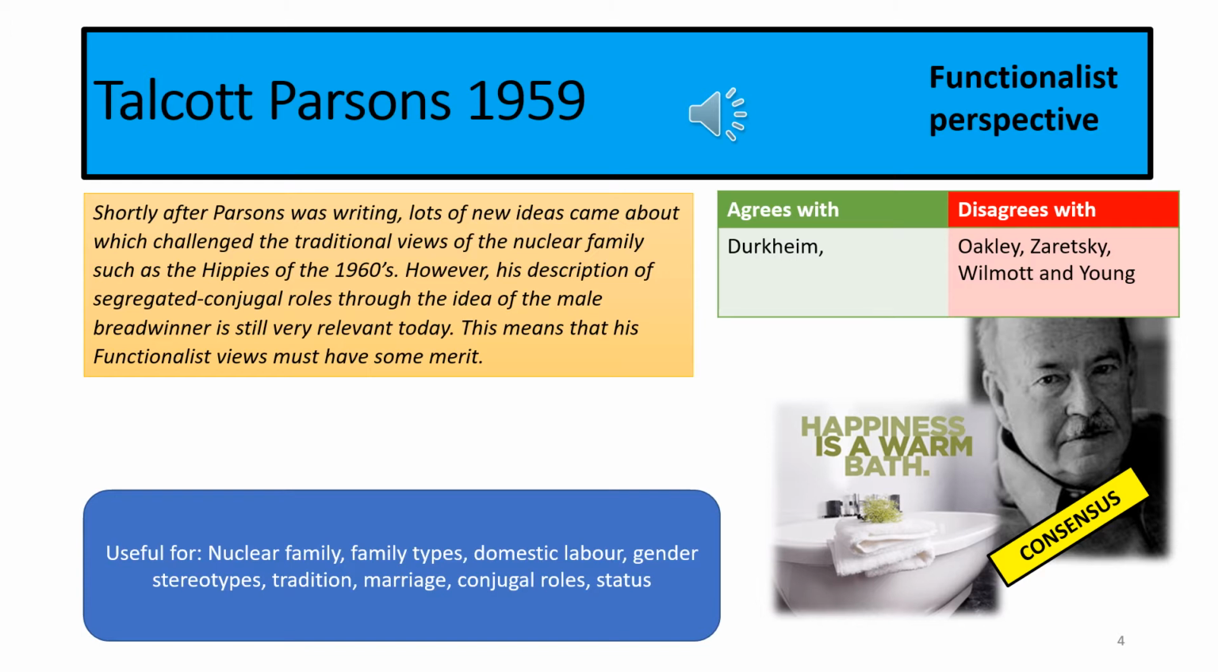He looks at the idea of segregated conjugal roles being really relevant and the idea of the breadwinner and housewife. Any essays you get on the benefits of the nuclear family or the negatives, obviously you can use Parsons along with Durkheim to argue the functionalist perspective and why they favour the nuclear family. Again, very clearly they're going to go against the writings of Oakley, Zaretsky, and to an extent Willmott and Young. So you can take two functionalists there and talk about how Parsons was superseded by Willmott and Young, who were writing later, and Willmott and Young noticed that change but kept it as a functionalist perspective.